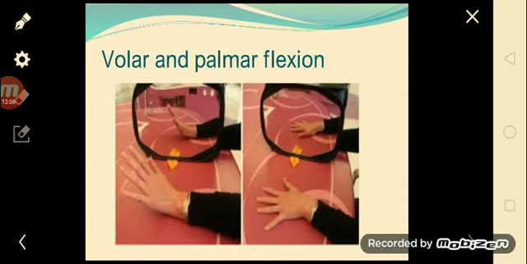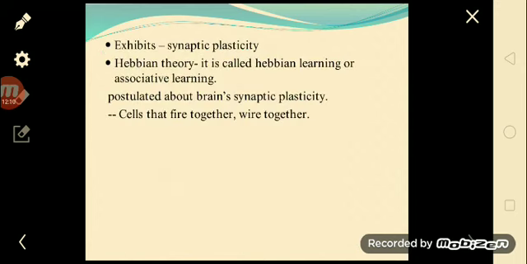Volar and palmar flexion. So these are the exercises, and they exhibit synaptic plasticity. There is a theory called Hebbian theory. It is also called Hebbian learning or associative learning. This was mainly proposed by Hebb in 1949, and it increases synaptic efficacy.